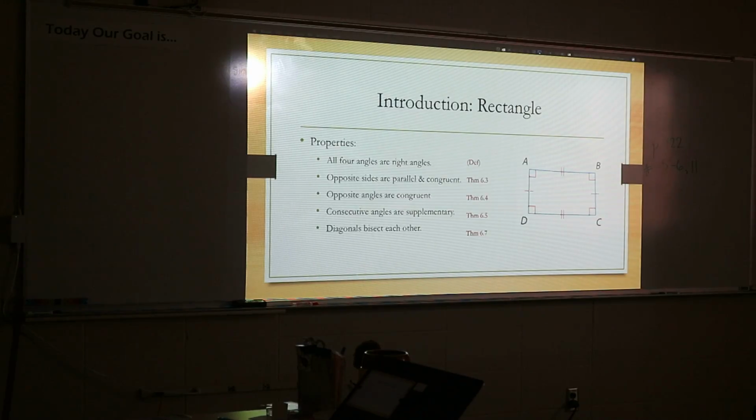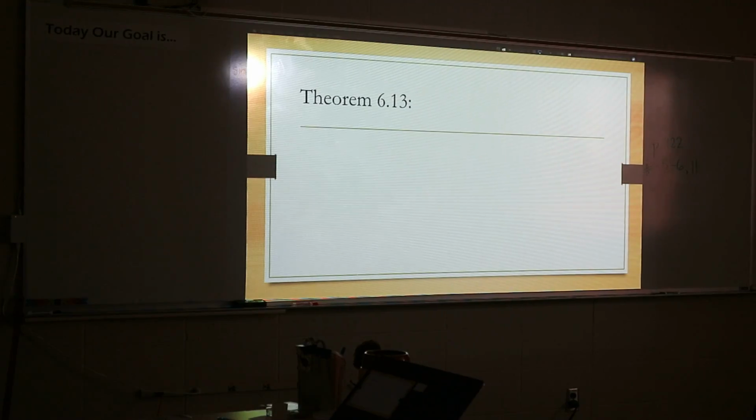So we're jumping into the first theorem today about rectangles. So here it is. It's 6.13, correction, 6.13 and 14. All right, here's what it says. If your parallelogram is a rectangle, then the diagonals are equal. They're congruent. I'll let you write that down. I'll give you the picture here in a minute.